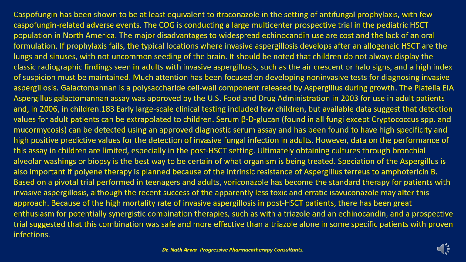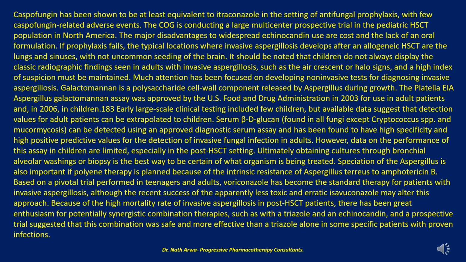Early large-scale clinical testing included few children, but available data suggest that detection values for adult patients can be extrapolated to children. Serum beta-D-glucan, found in all fungi except Cryptococcus species and mucormycosis, can be detected using an approved diagnostic serum assay and has been found to have high specificity and high positive predictive values for the detection of invasive fungal infection in adults. However, data on the performance of this assay in children are limited, especially in the post-hematopoietic stem cell transplantation setting.